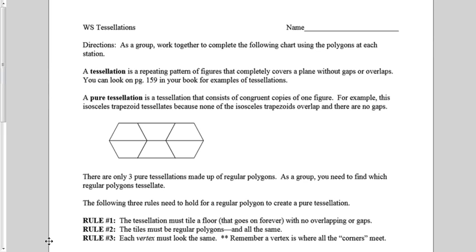So here we are. We're not going to be looking in our book. We are not going to be working as a group. Okay, so a pure tessellation is a tessellation that consists of congruent copies of one figure. For example, this isosceles trapezoid tessellates because none of the isosceles trapezoids overlap. So the shape that we were tessellating is actually just a single trapezoid flipped and slid over and over and over.